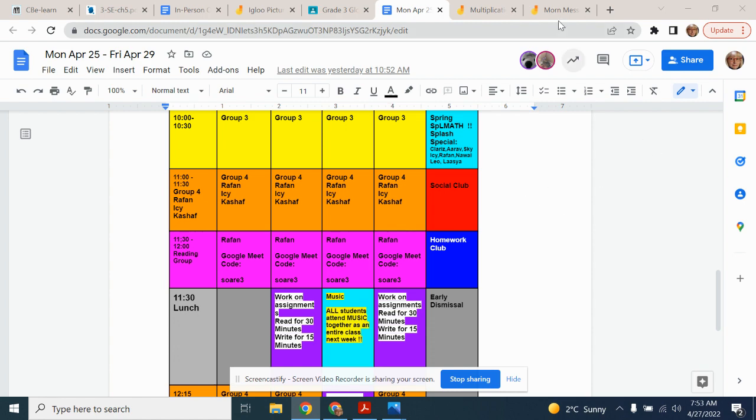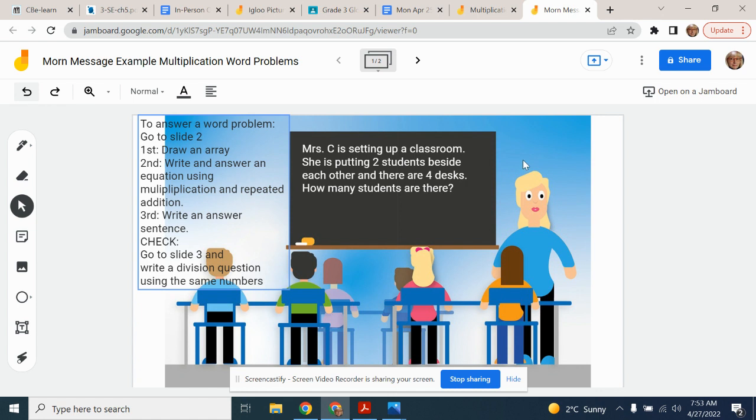Now, when you come into class this morning, we are going to be doing a math problem similar to this one. We are starting on our multiplication unit. So we're going to start with word problems, and here's a similar word problem that we will be working at. I will create one that is similar to this, but not the same. I'm just going to show you how to do it here. So the problem is Mrs. C is setting up a classroom. She is putting two students beside each other, and there are 4 desks. How many students are there in her class?